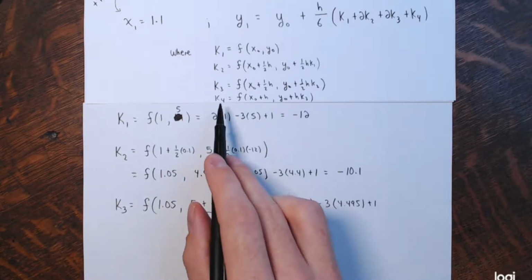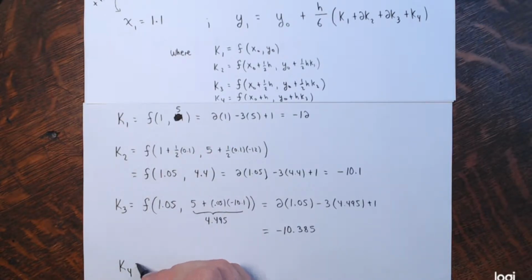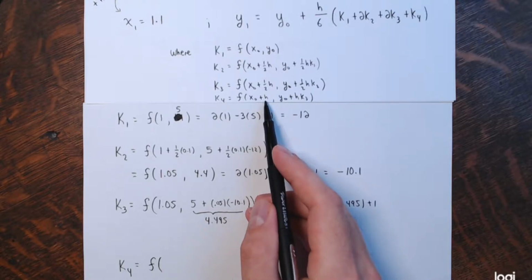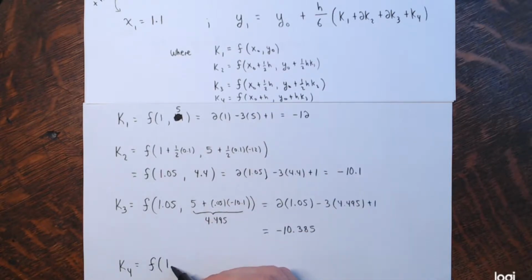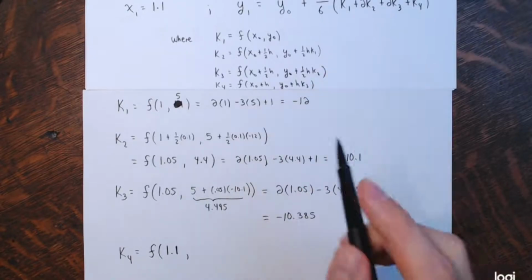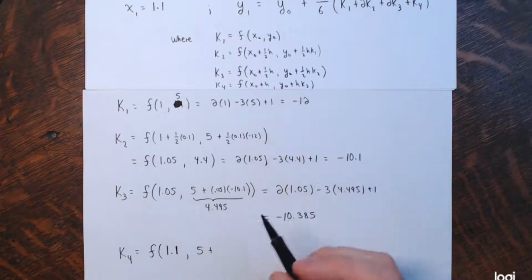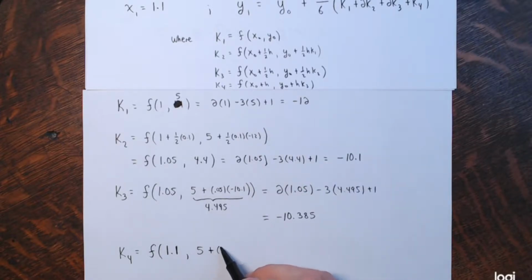And then finally K4 is f at, again, this is x0 plus not half h, but x0 plus h. So 1.1. Right, 1 plus h, 1 plus 0.1. So f at 1.1 for the x. And then y0, 5, plus h times k3. So h is 0.1 times k3 is negative 10.385.